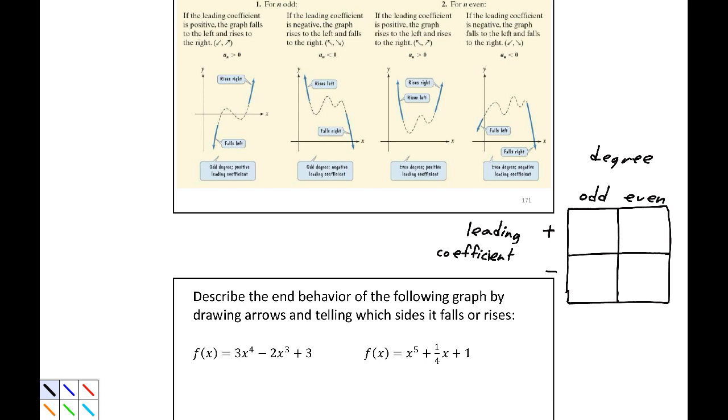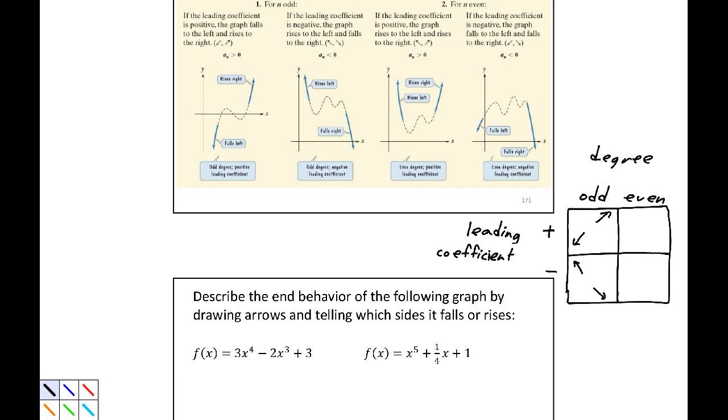If a function has a degree that is odd with a positive leading coefficient, then that function falls going to the left and rises going to the right. Again, this only tells us what happens at positive or negative infinity, so it doesn't tell us what happens in between. If we have an odd degree with a negative leading coefficient, then it rises going to the left and falls going to the right. If the degree is odd, then the function goes in opposite directions at the ends. Note that.